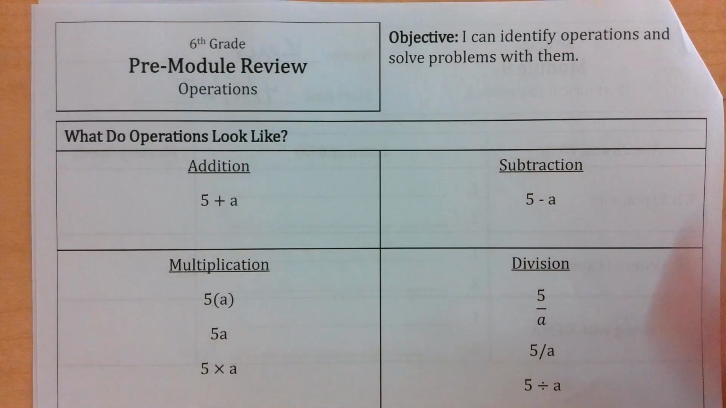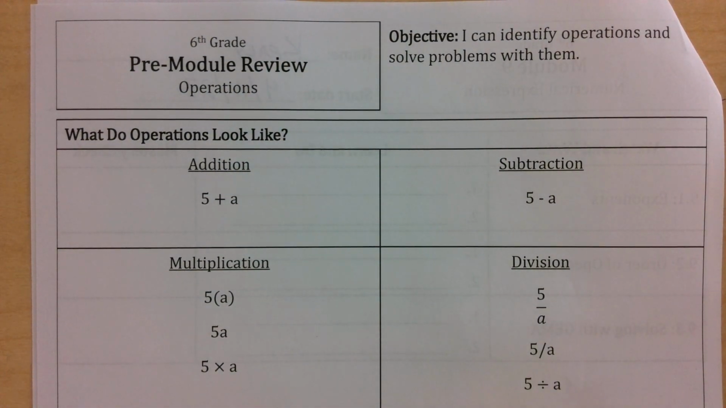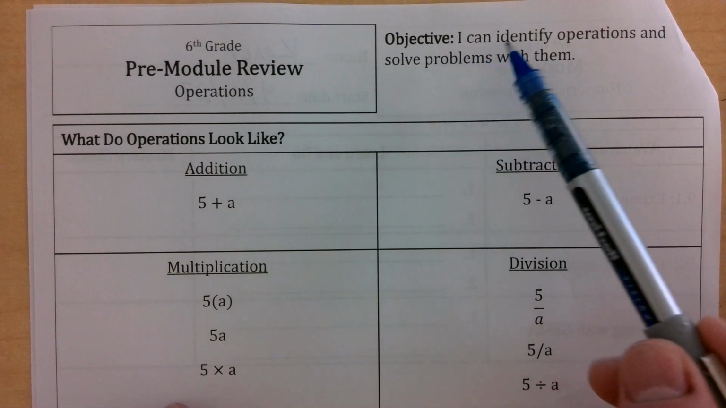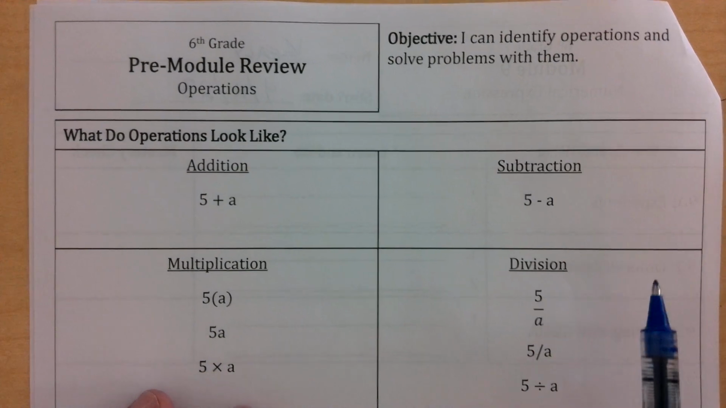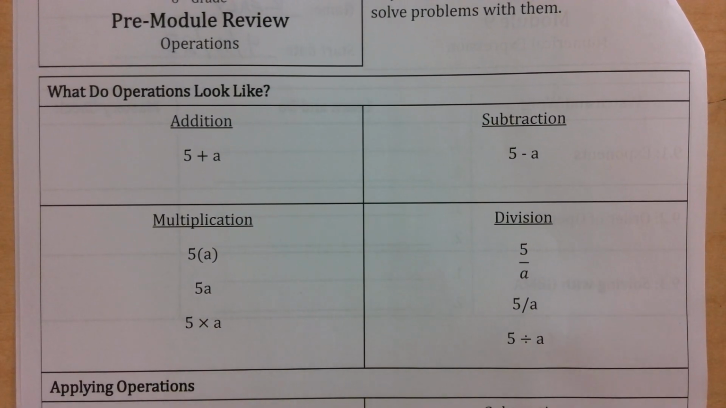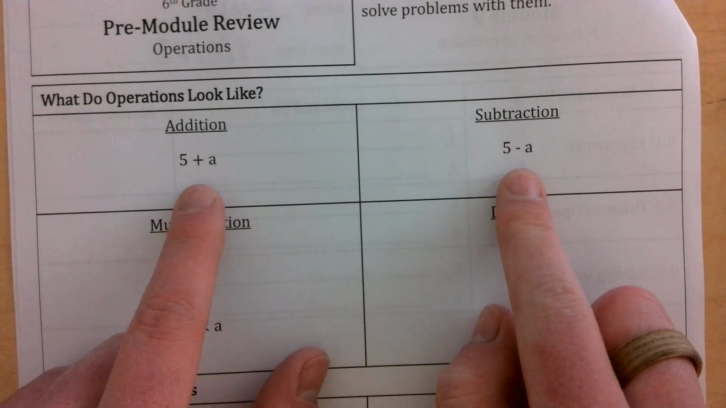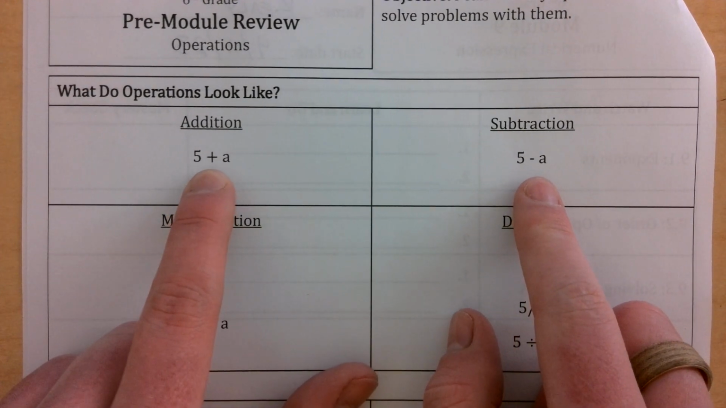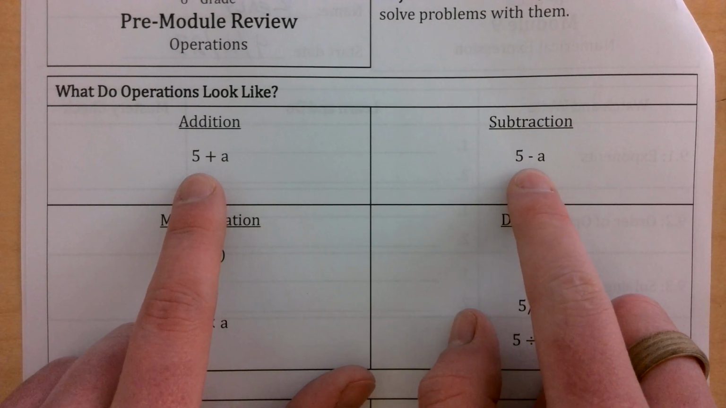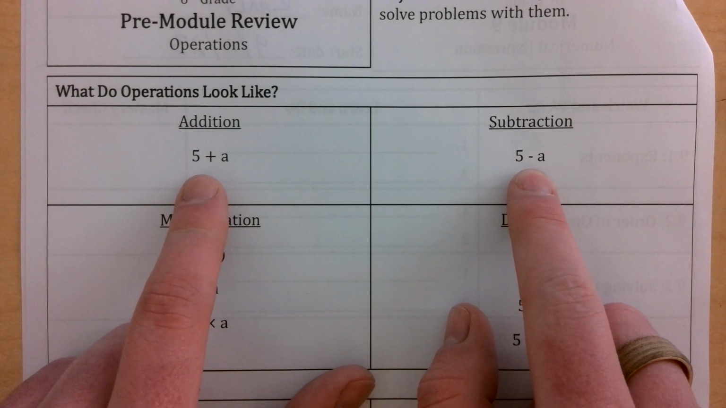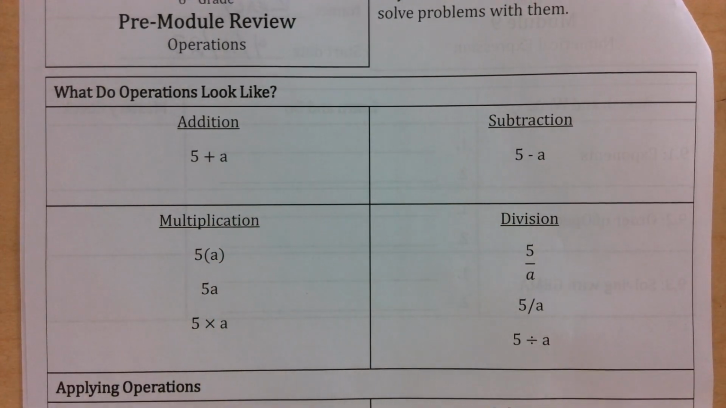All right. Our pre-module review is all about operations, and our learning objective is that I can identify operations and solve problems with them. So, let's talk about what operations look like. You are used to seeing certain operations a certain way, and we're going to start mixing that up now. Addition and subtraction are pretty straightforward. Addition always uses a plus sign every time, always. Subtraction always uses a minus sign every time. So addition and subtraction are the easy ones to remember. Multiplication and division are the more challenging ones.